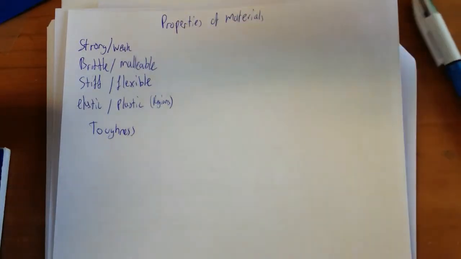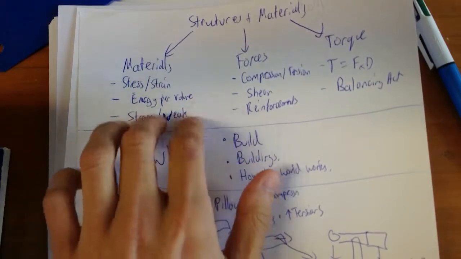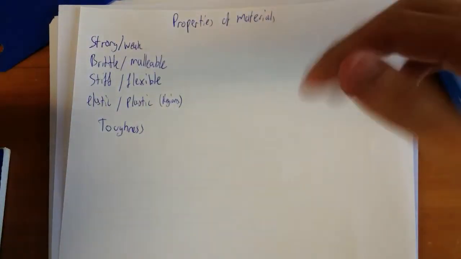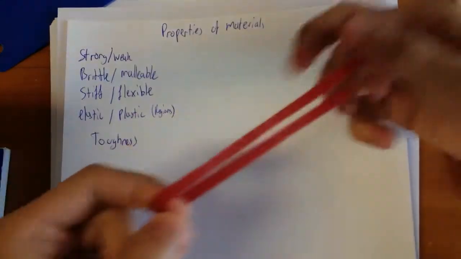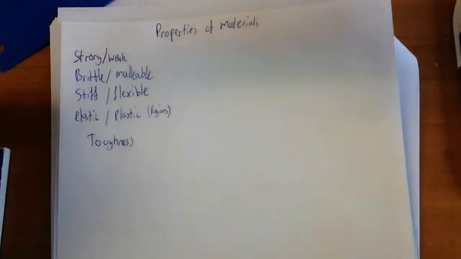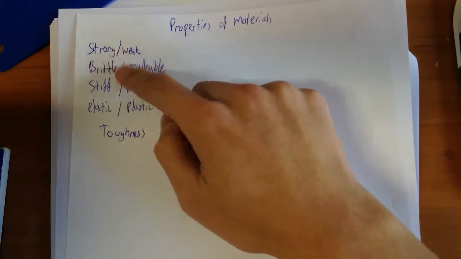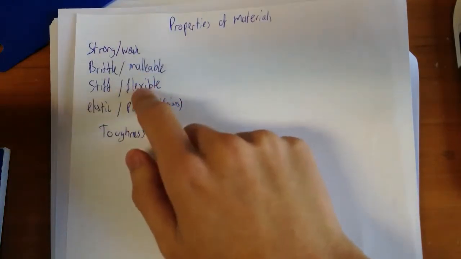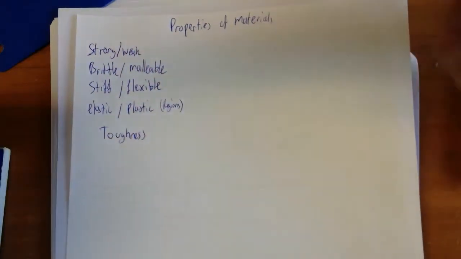I'm going to talk about properties of materials, and for those of you who remember from my original talk, this is talking about stress, strain, energy per volume, strong, weak. Those are the kind of ideas, because each kind of material has different properties. Say elastic has different properties to plastic. So I'm going to talk about strength, brittleness, stiffness, flexibility, elastic, plastic, toughness, and weakness.